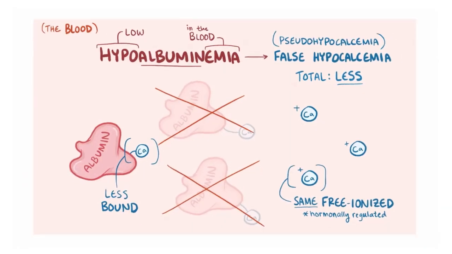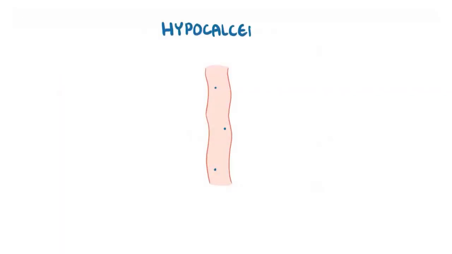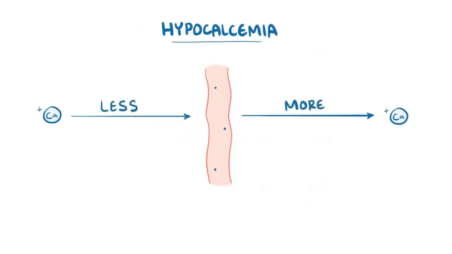Alright, so for there to be too little calcium in the blood, or true hypocalcemia, there can either be less calcium entering the blood, or too much calcium leaving the blood.